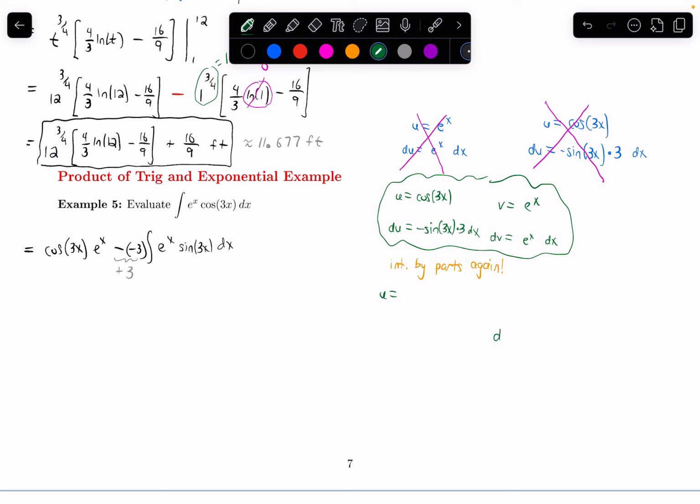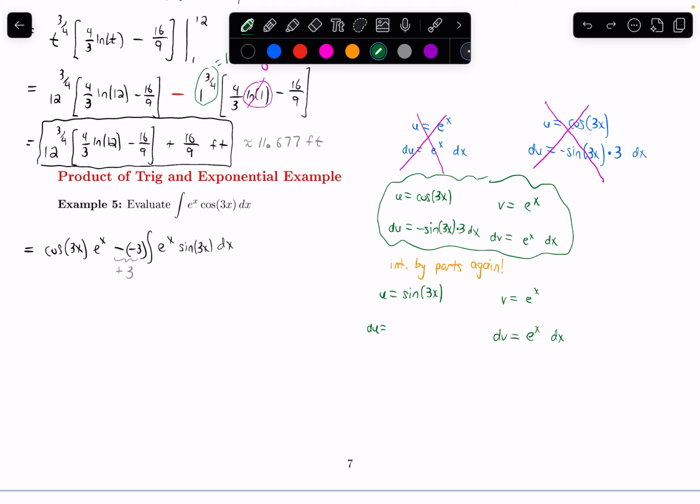Let's set up the parts in the same sort of way. So let's let u be the trig stuff, the sine of 3x. And I'll let dv be the other stuff, so e to the x dx. And then I'll get my du and get v. So v is just e to the x.